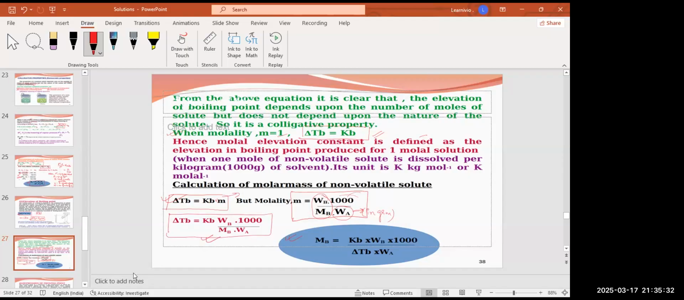Okay, so that's how, when you substitute, from here you can calculate the MB value, the molecular mass of solute, which is just cross multiply: KB into WB into 1000 upon delta TB into WA. By using this formula, you can calculate the molar mass of that solute. Okay, we will use this in the numericals also, right?